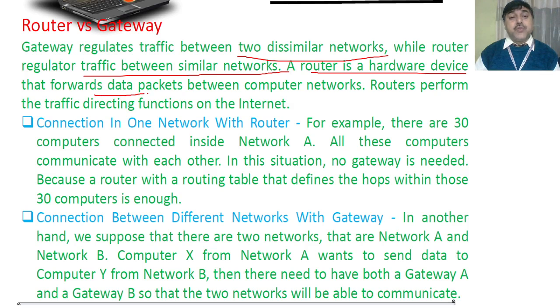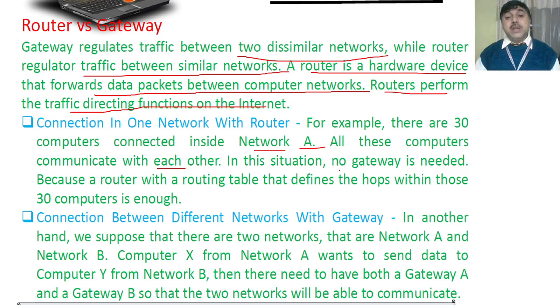It will help you to forward the data packets between the computer networks. A router performs the traffic-directing function on the internet. But this is a connection in one network with a router. For example, suppose you take 30 computers to connect inside a network, network A. And there are some other computers as well. In this situation, no gateway is required.